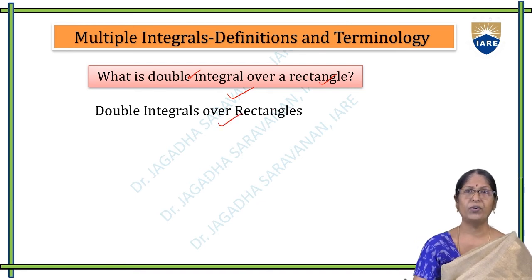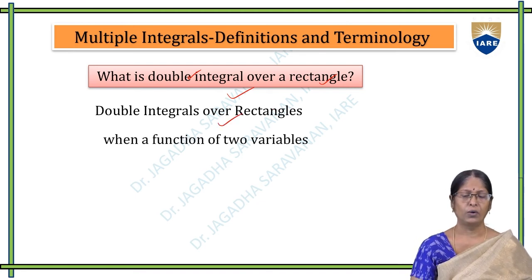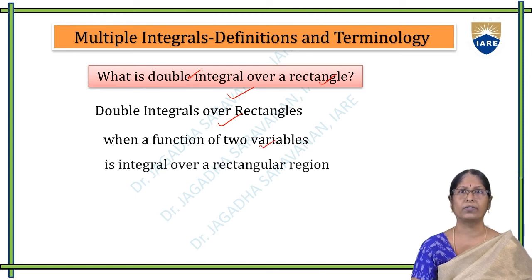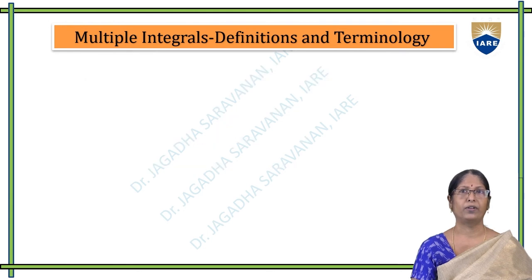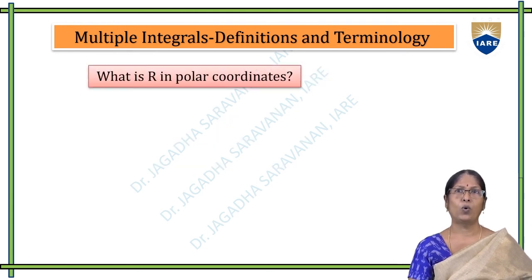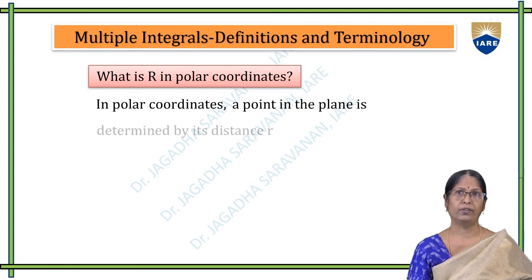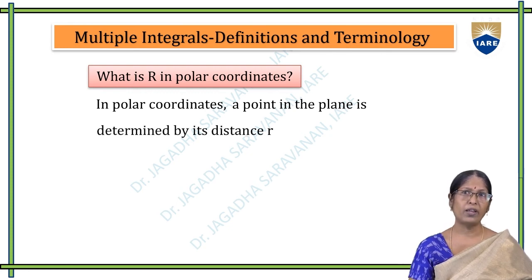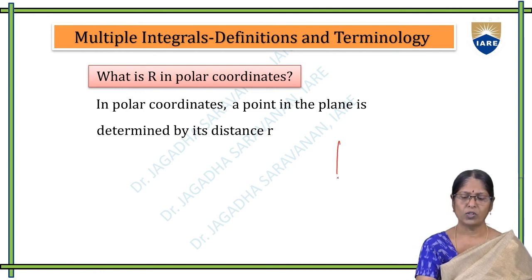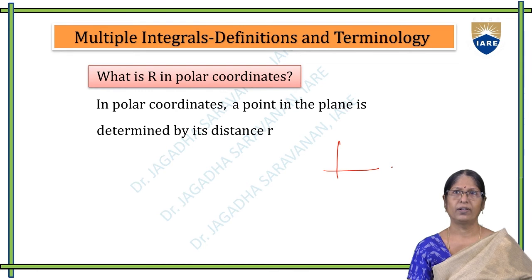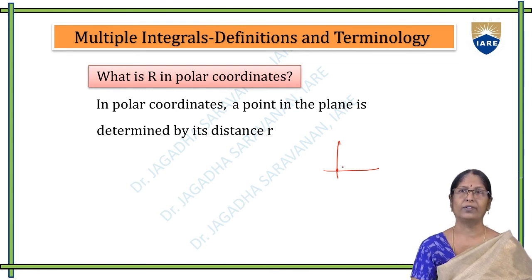Now, double integrals over rectangles: when a function of two variables is integrated over a rectangular region. The next question, what is R in polar coordinates? In polar coordinates, a point in the plane is determined by its distance. Suppose it is two dimensions, the distance is calculated from the origin.